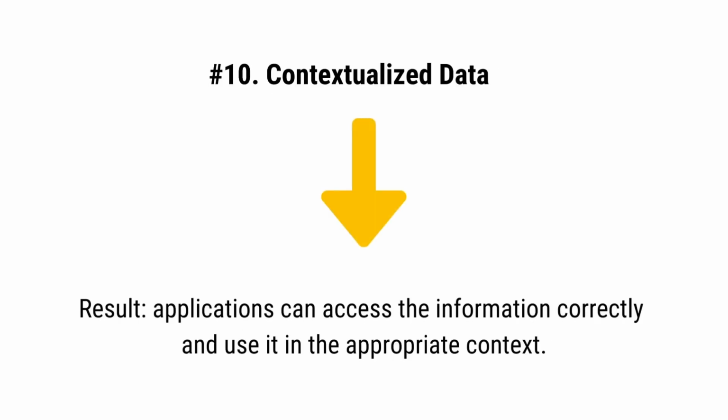Number 10. It contextualizes data by allowing you to add metadata to MQTT messages. This includes characteristics like the data's source, destination, type, and format. With this, applications can access the information correctly and use it in the appropriate context.